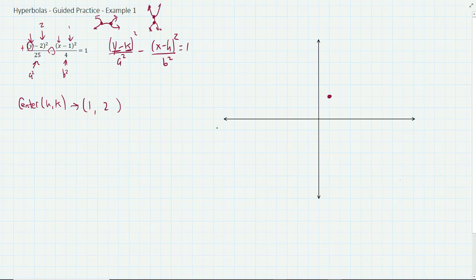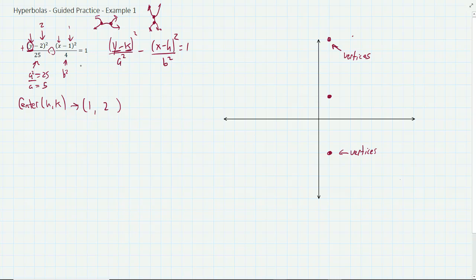Okay? And here's what we're going to do. The transverse axis is the one that appears first. In this case, y, so it's going to go up and down. And since this is a squared, it's going to be 25. A squared is 25, and a is going to be the square root of that, which is 5. So that means up and down, we're going to go up 5 and down 5 from the center. 1, 2, 3, 4, 5. And then down 5 to here. And those on the end of the transverse axis are called the vertices. So let's write that here, vertices. And you have another one. Individually, they're called a vertex, but together they're called vertices.